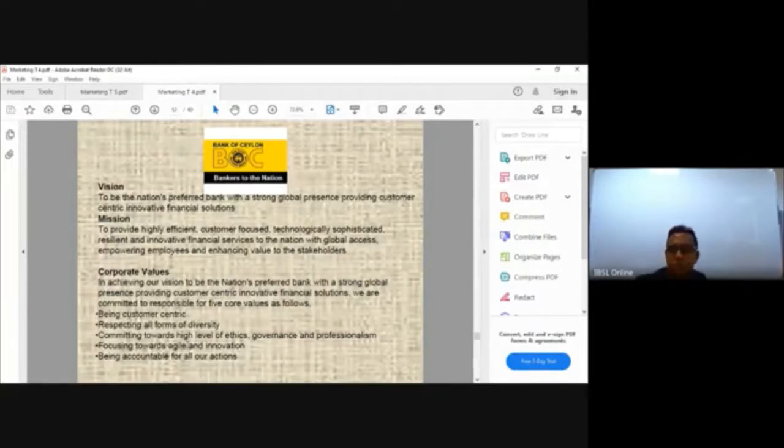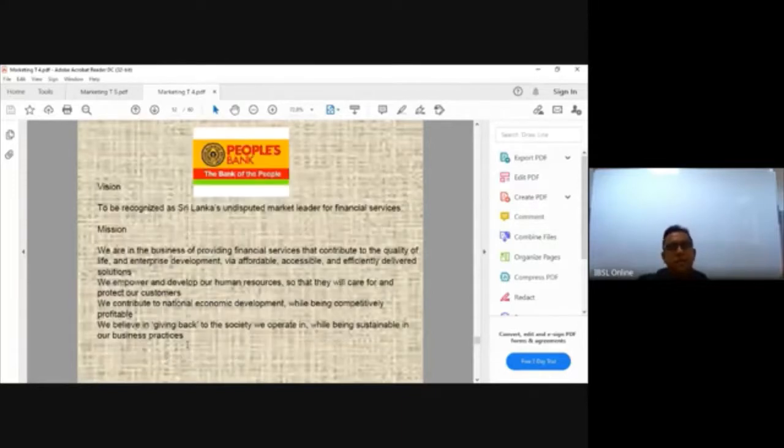So let's see what People's Bank's vision is: to be recognized as Sri Lanka's undisputed market leader for financial services. So People's Bank has not spoken about global access as BOC has; it is to be number one, or market leader, in financial services in Sri Lanka.